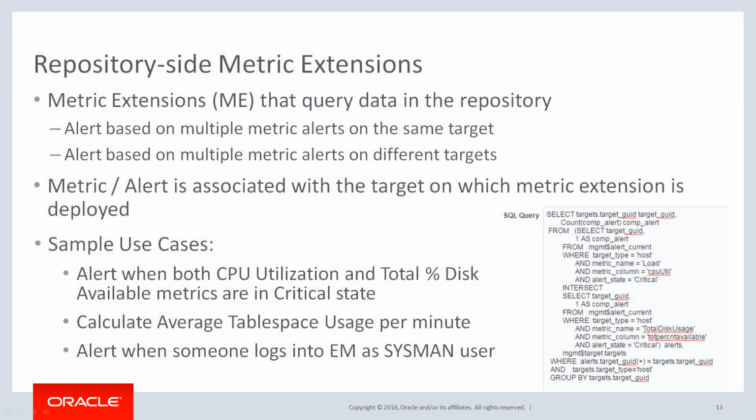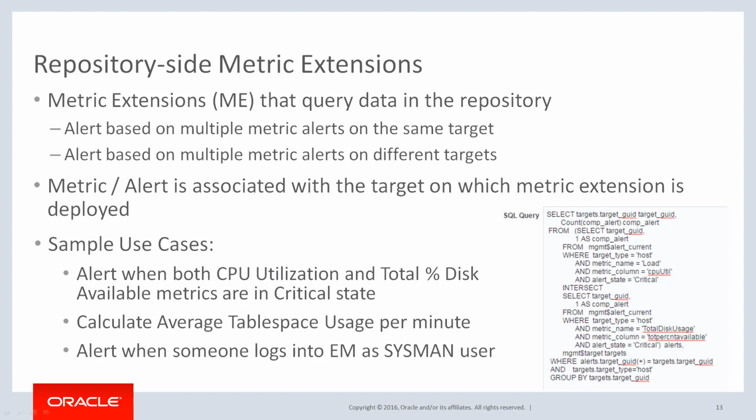In EM 12.1.0.4, we introduced repository-side metric extensions. This type of metric extension allows you to use SQL scripts to extract information directly from the Enterprise Manager repository and raise alerts for the target against which the repository-side extension is run.